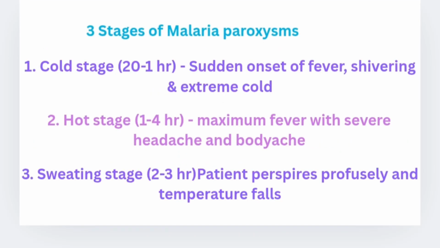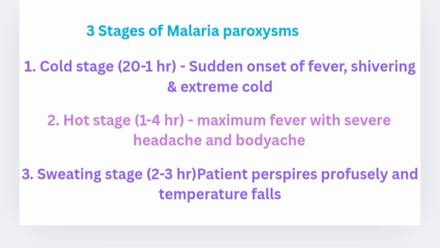There are 3 stages of malaria paroxysm. First is the cold stage, which lasts for 20 minutes to 1 hour. It is characterized by sudden onset of fever, shivering and extreme cold. Followed by the hot stage, which is prolonged up to 4 hours, 1 to 4 hours. It is characterized by maximum fever with severe headache and body ache. While the third stage is the sweating stage, which lasts for 2 to 3 hours and is characterized by profuse sweating and temperature falls. So these are the 3 stages of the malaria paroxysm.